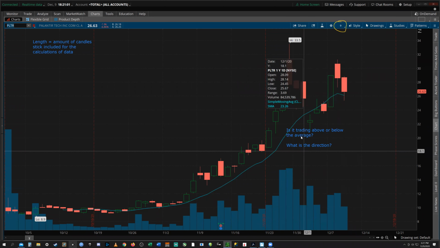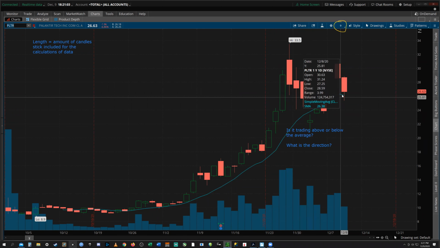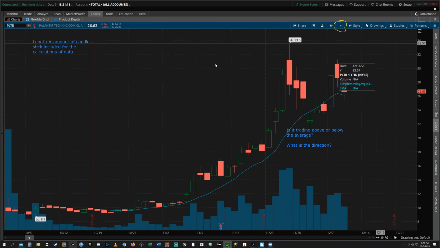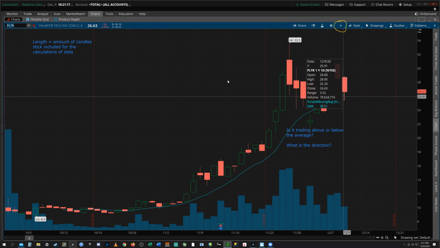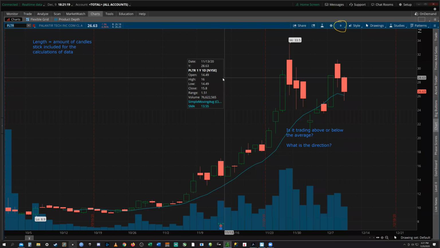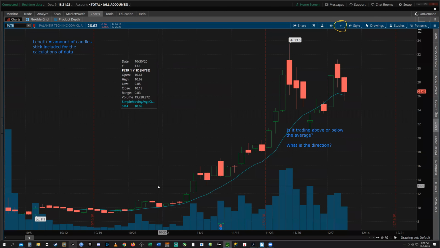Well, is it trading above or below the average? Even though we have this wick that went down here, it's still above the 9-day average. So could tomorrow be a whole different day? Yes. Could it continue to fall? Yeah, it looks like it too. We just won't know. But now there's some other more advanced strategies.